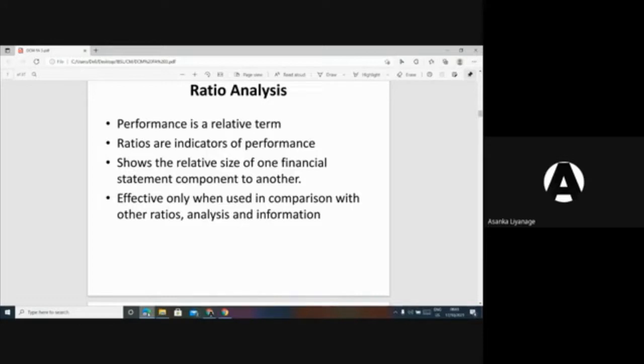This is not the only information for you to take a decision. That's the point I want to emphasize. Take this also as part and parcel of the analysis, including other factors, and take the correct decision, especially the information collected through qualitative methods also. This is a kind of quantitative analysis. Take both qualitative and quantitative things into account before you make a credit decision.